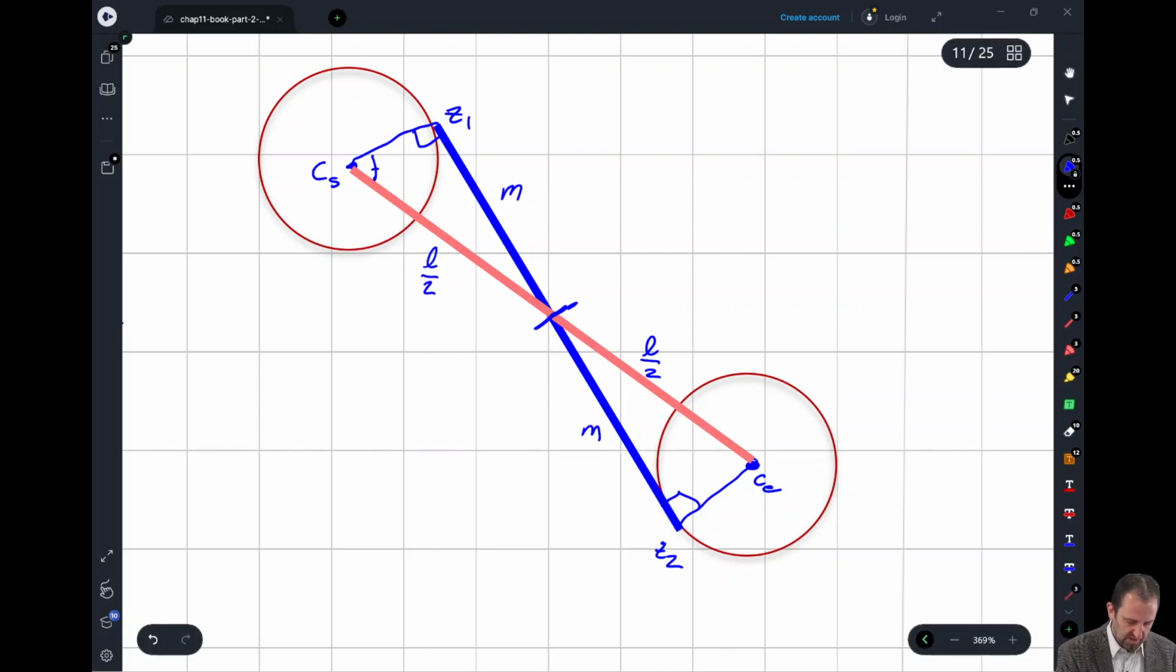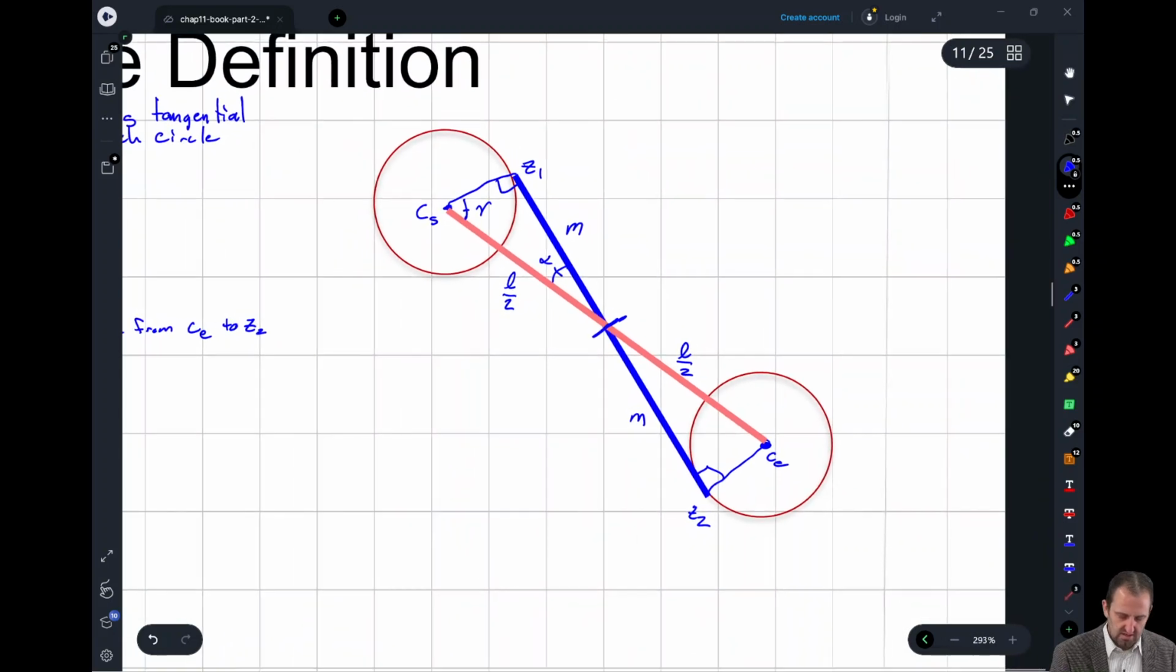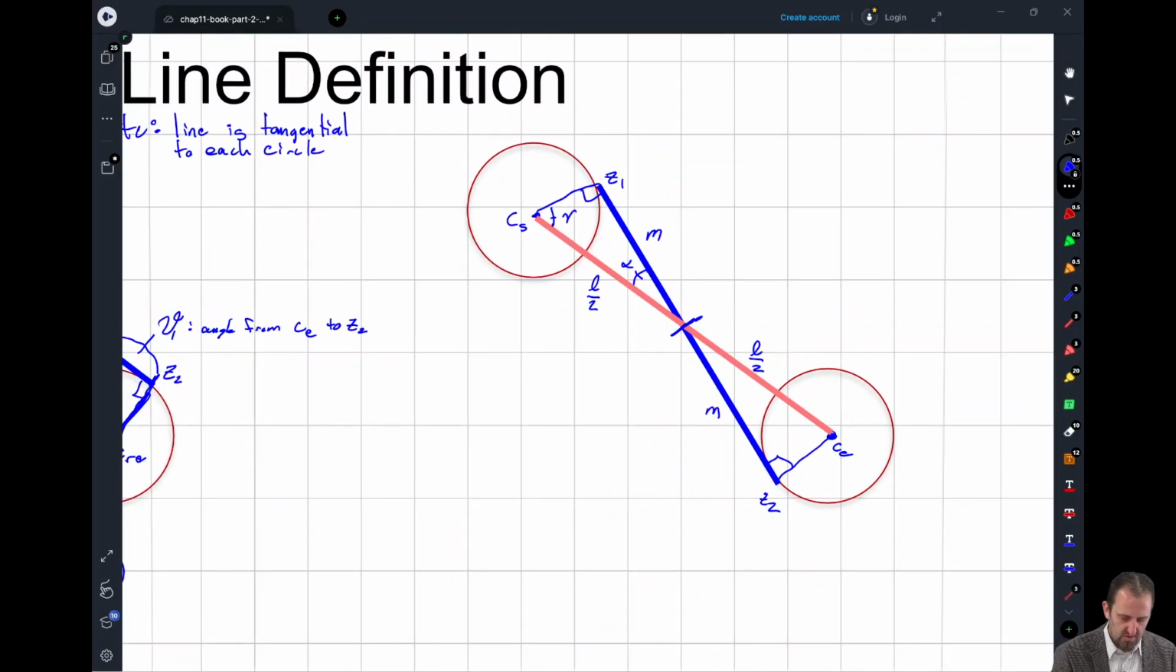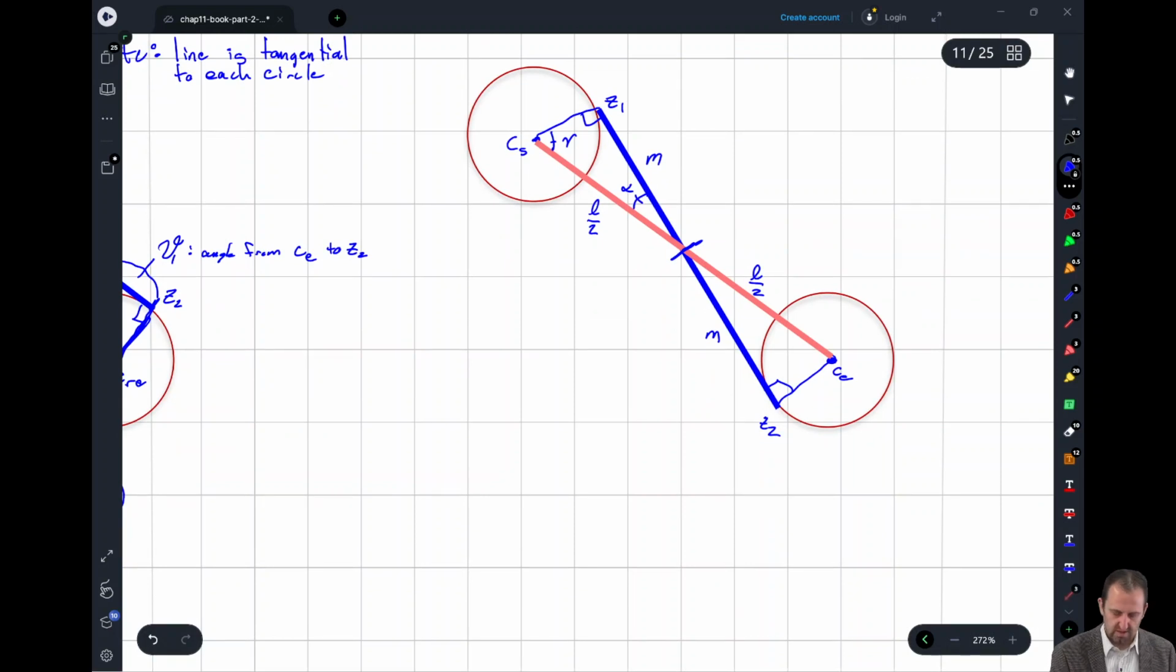And we'll note that this angle right here we're going to write as gamma, and this angle right here we're going to write as alpha. Okay, so we have some notation. All we need to do now is solve for these variables. So let's go ahead and start doing that.